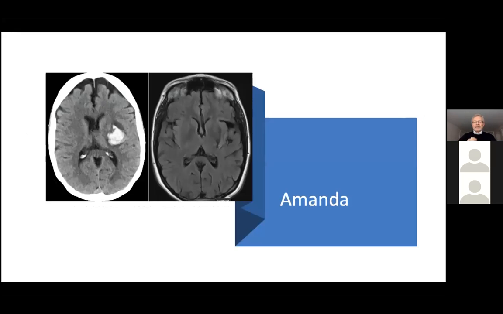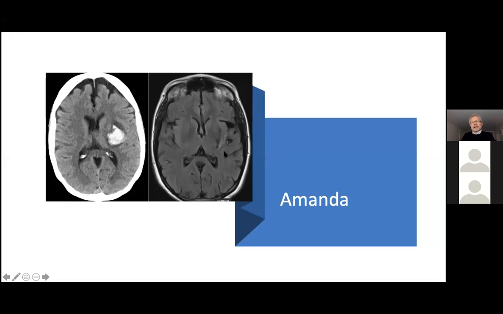So I like to always start with a case, and this is Amanda, and I still see Amanda. I remember Amanda when she came in. She's a 42-year-old woman with a background of hypertension, and that's it. Otherwise, very healthy, mother of children, working, driving, completely independent. And she came in as a stroke activation and was found to have this intracerebral hemorrhage over here in the left side of the brain.